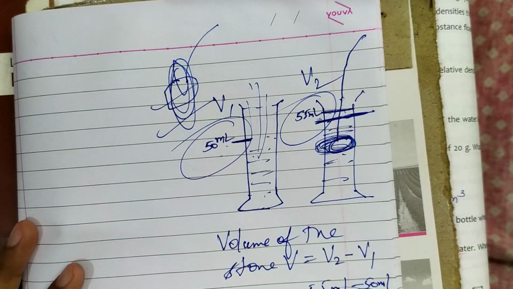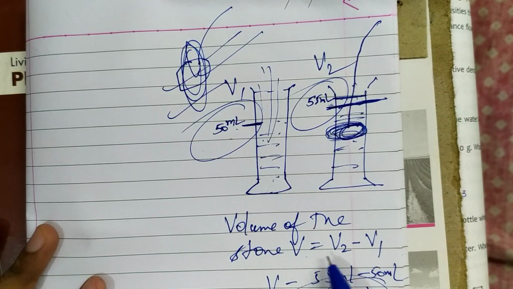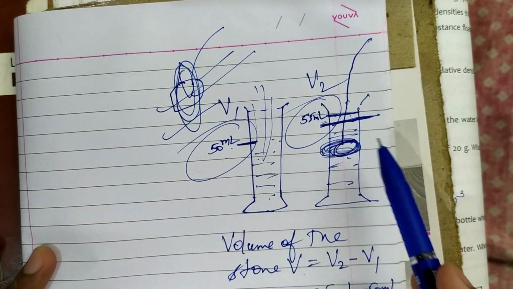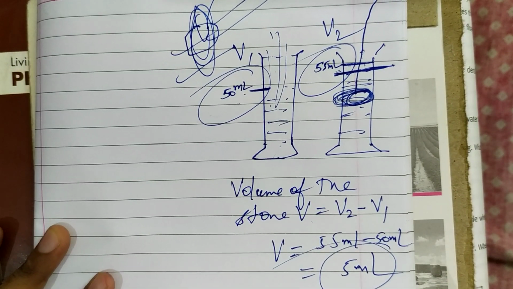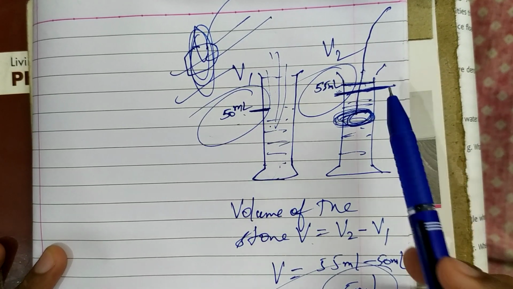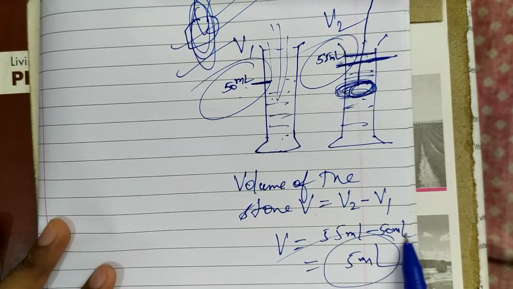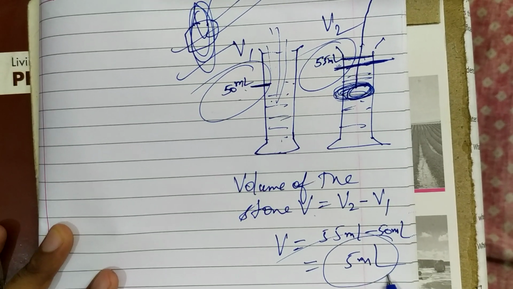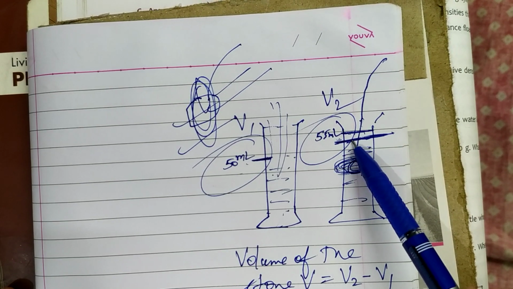Now if I ask you what is the volume of this irregular solid, so your answer will be the volume of irregular solid is equals to final volume minus initial volume, means V2 minus V1. All these things, children, I have already explained you. Yes, I am making you revise everything now. So what is the final volume? 55 ml minus initial volume 50 ml. 55 ml minus 50 ml, how much? 5 ml.